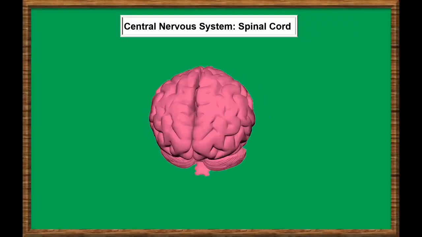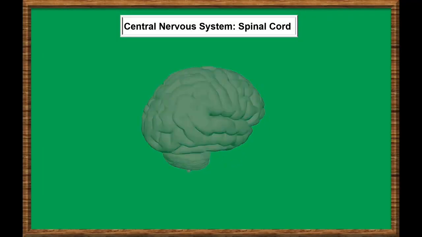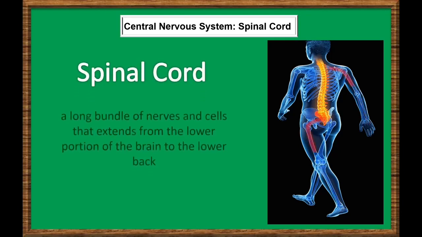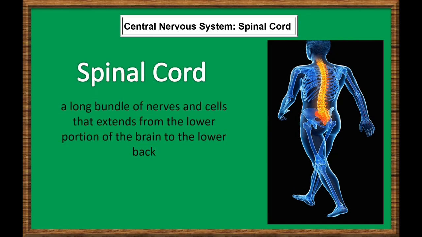If the brain is the command center for your body, the spinal cord is the pathway for messages sent by the brain to the body and from the body to the brain. The spinal cord is a long bundle of nerves and cells that extends from the lower portion of the brain to the lower back. It carries signals between the brain and the rest of the body.